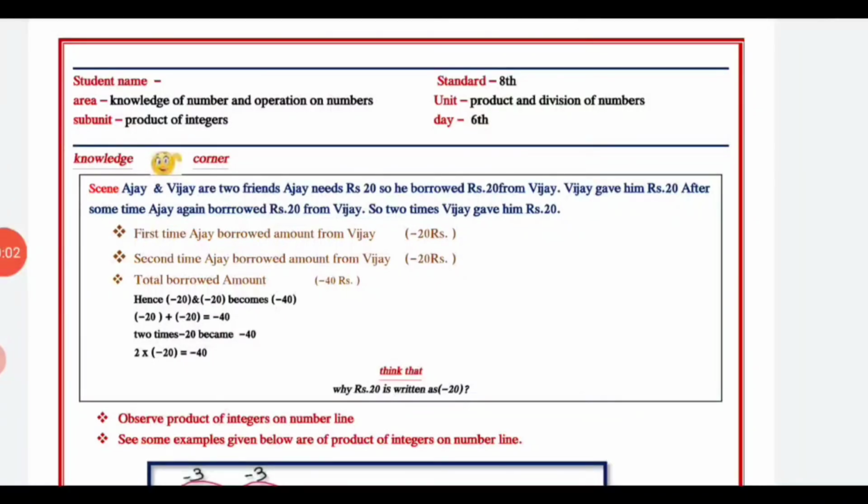In this video we are going to start from day 6. Let us see which area this activity sheet is dealing with. The area is knowledge of number and operation on number. Unit is product and division of numbers, and subunit is product of integers.